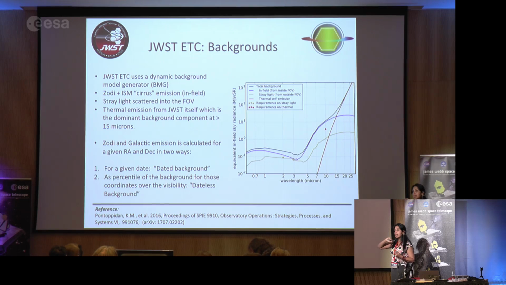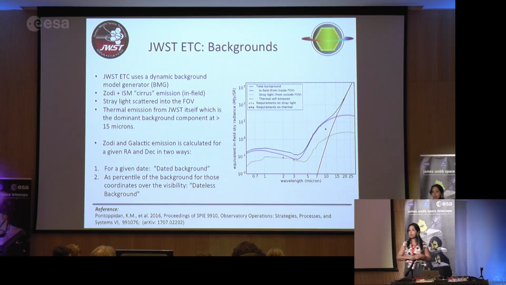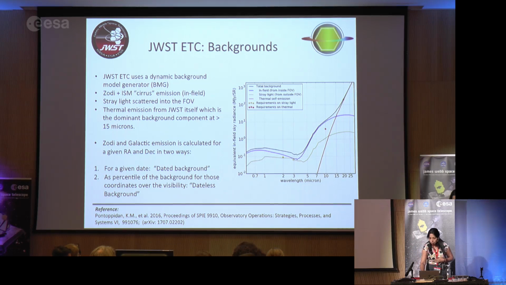Both the zodiacal light and the stray light are dependent on the position in the sky as well as the date. So there are two ways in which you can use the background in the ETC. You either use a dated background or a dateless background. But even for the dateless background, you have to specify the position on the sky, because what you're doing there is considering either the 10%, 50%, or 90% percentile of the background values in that particular direction over the visibility period. So even when you're using a dateless background, always make sure that you use the correct position.